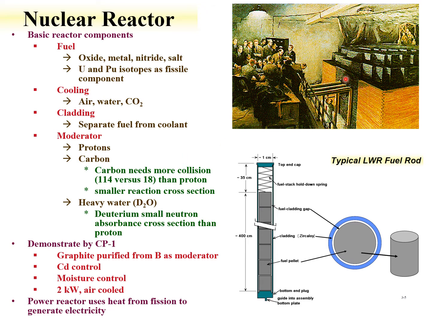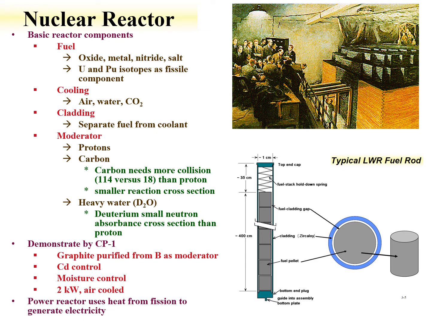For instance, here is a picture of the Chicago Pile 1, the first nuclear reactor, in which graphite was used as the moderator. Carbon needs more collisions to bring a neutron to thermal energy than a proton, so it's less effective. However, carbon does have a smaller reaction cross-section than protons with neutrons. Heavy water can also be used as a moderator and a coolant.